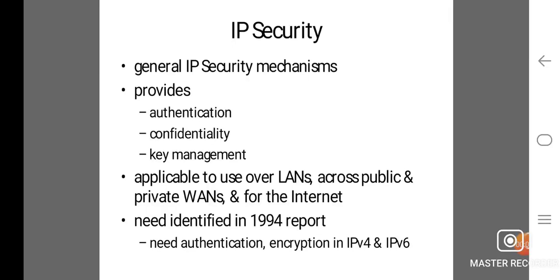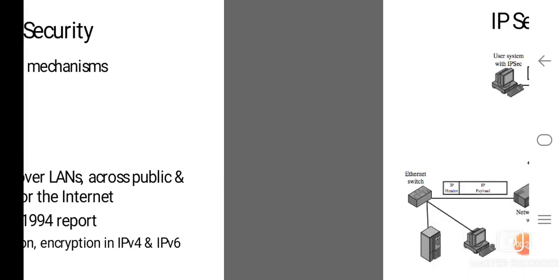General IP security mechanisms. It provides authentication, confidentiality, and key management, and it is applicable for use over local area networks, across public and private wide area networks, and for the internet. The need was identified in 1994, and it needs authentication and encryption in IPv4 and IPv6.